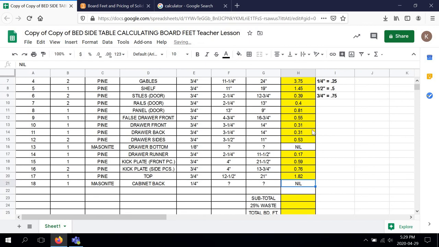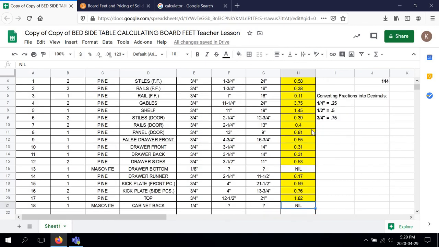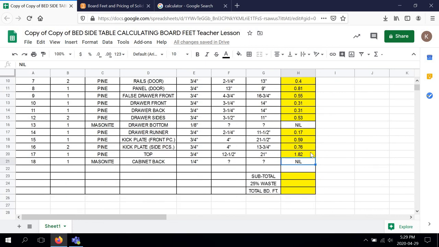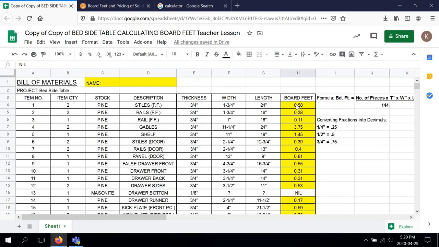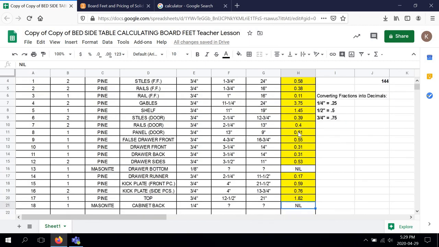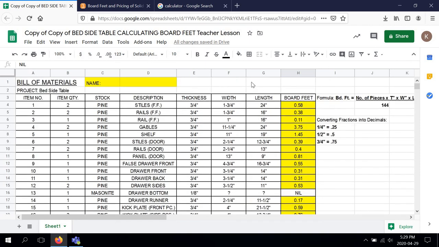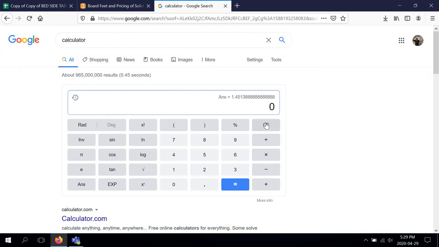Okay, so we figured out the board feet for every single item number we can. So now we need to come up with the subtotal. So what we're going to do is we're going to be adding up every single item number line together and maintaining two decimal places. So let's do that next. So we're going to start from scratch again here.